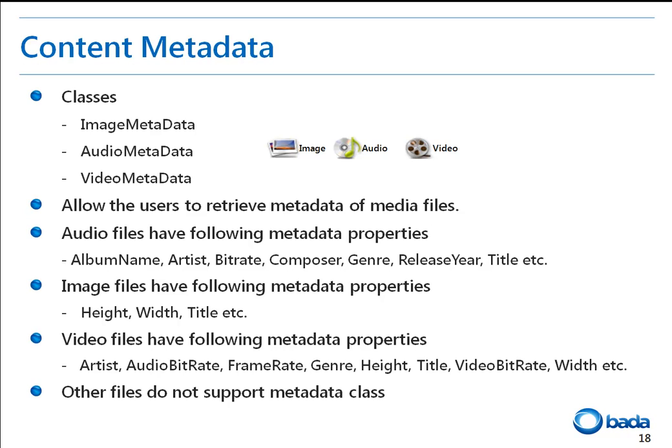Video files have attributes such as the artist, audio bitrate, frame rate, genre, height, title, video bitrate, and width. These individual values can be obtained by functions of the video metadata class.